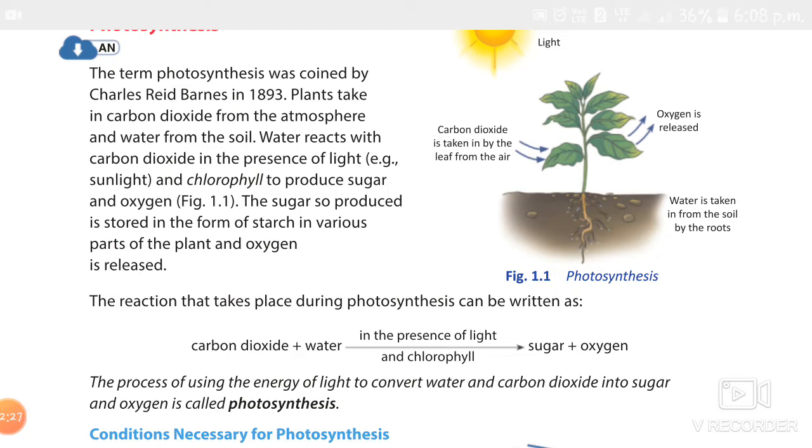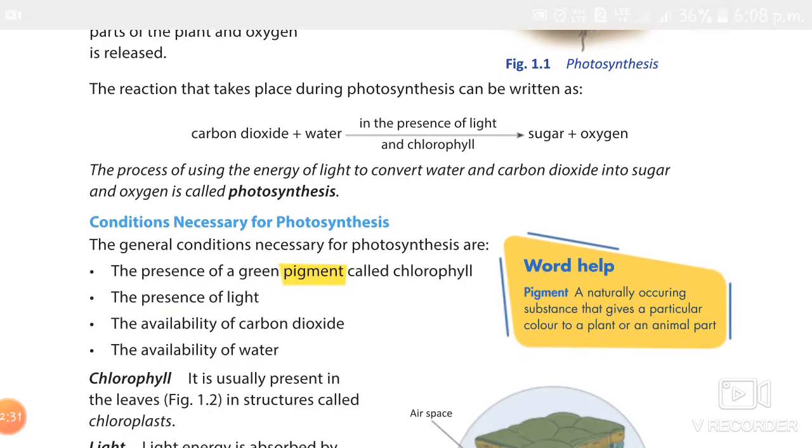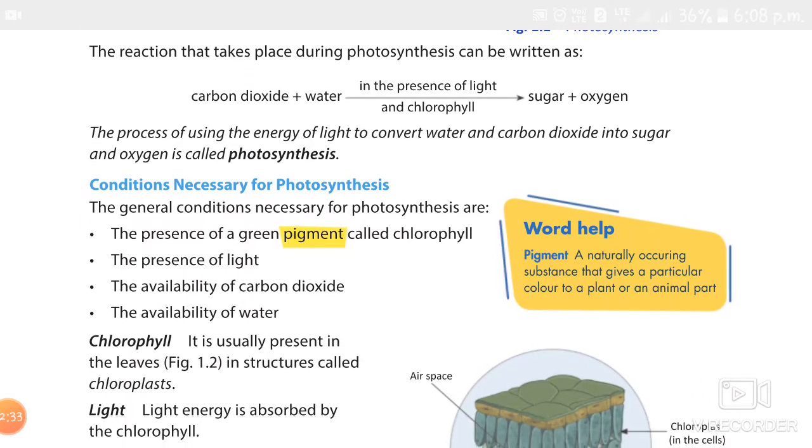Next we studied the conditions necessary for photosynthesis. Four conditions we studied. What are they? The presence of green pigment called chlorophyll, the presence of light, the availability of carbon dioxide, and the availability of water. Here first we studied chlorophyll. Chlorophyll is present in the leaves in structures called chloroplasts.